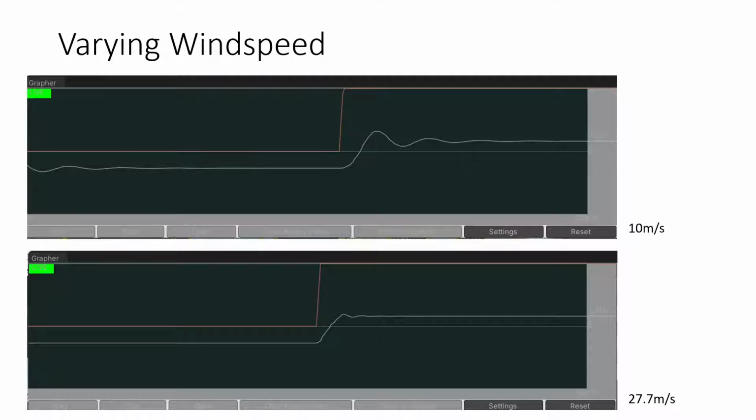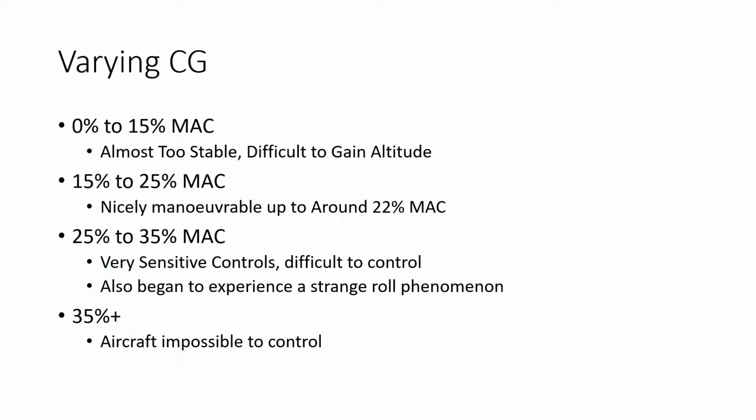Next, the effect that wind speed had on damping was investigated. As you can see in the slide, a larger wind speed resulted in a higher damping on the aircraft in the longitudinal direction. Speeds of 10 meters per second and 27.7 meters per second were selected since these are the stall and maximum velocity speeds.